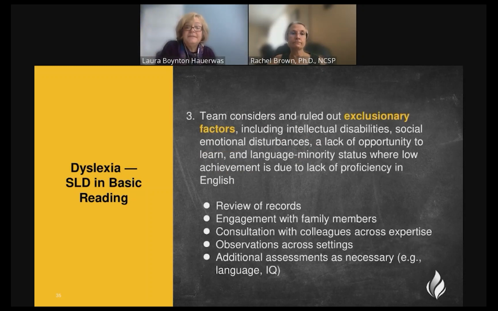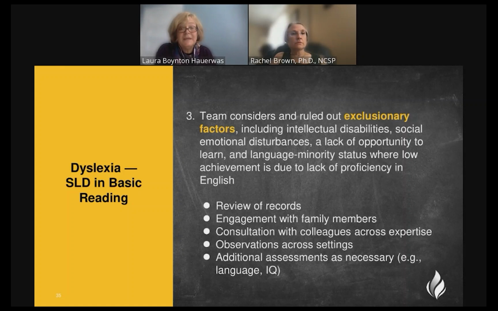And then the team needs to consider and rule out exclusionary factors. Here, remember, I was saying we're thinking about what could cause a difficulty with reading. That certainly could be a specific learning disability or dyslexia in reading, but it can be other things. And here we're not talking really about tests. We're really thinking about who is the whole child. We're going to review those records carefully and see what's there.